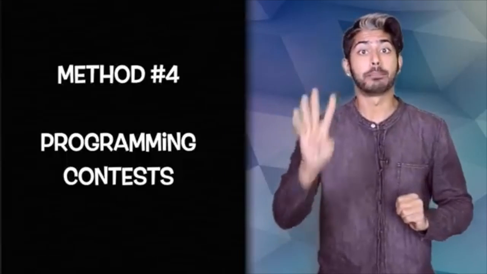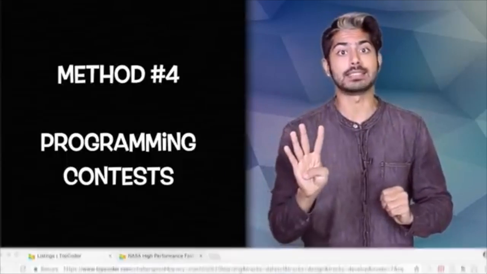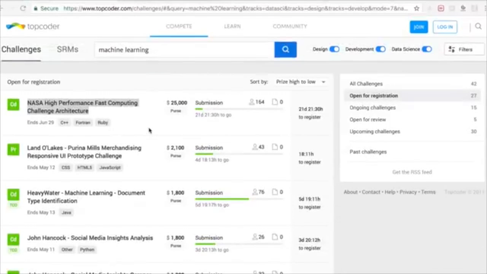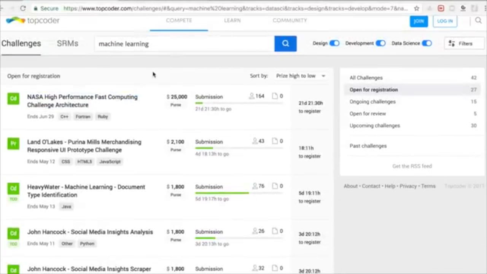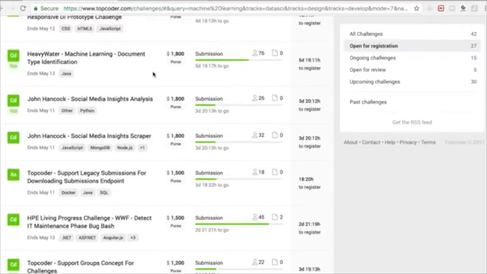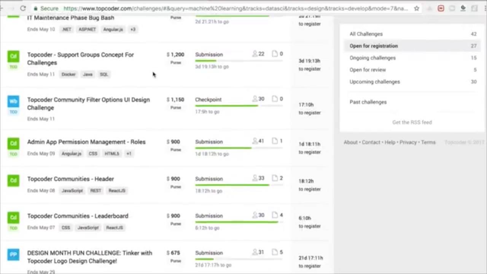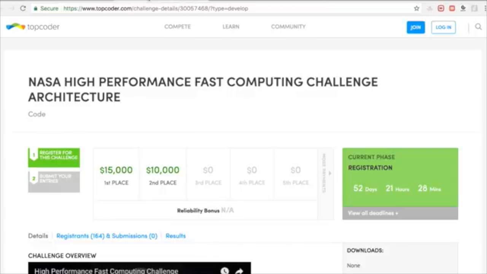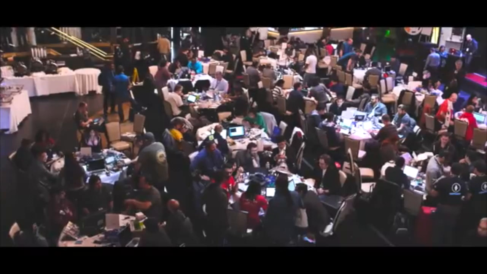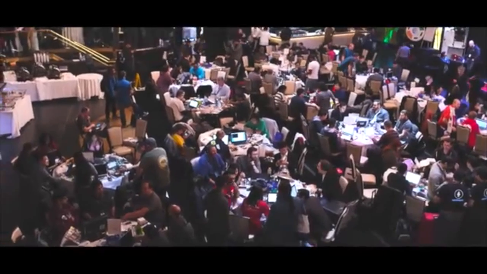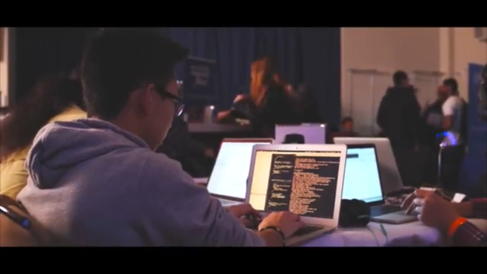The fourth way is to participate in programming contests. You can enter into one of these things as either a team or a single person, and you'll learn a lot. There are several sites online like HackerRank and TopCoder that will pay out prizes to the winners of a given programming challenge. Local hackathons are also a great way to do this. If you can't find one near you, start your own.